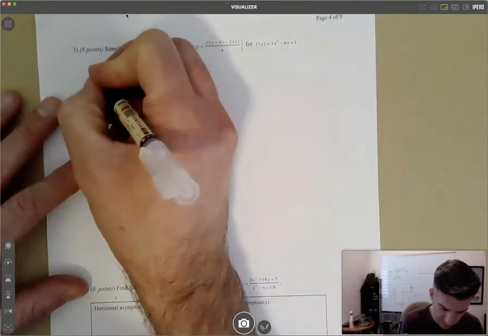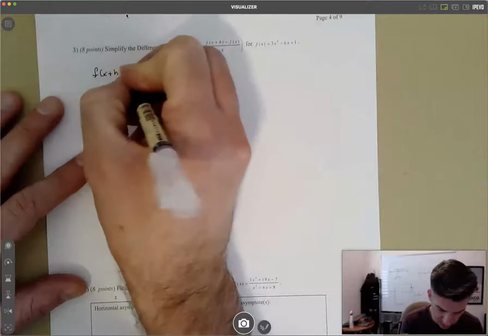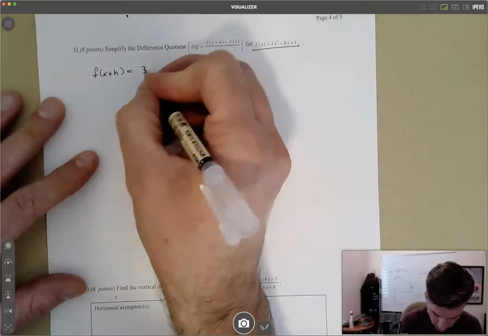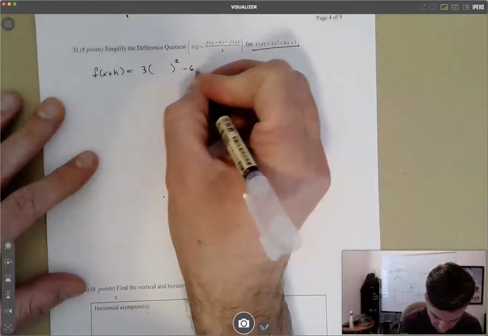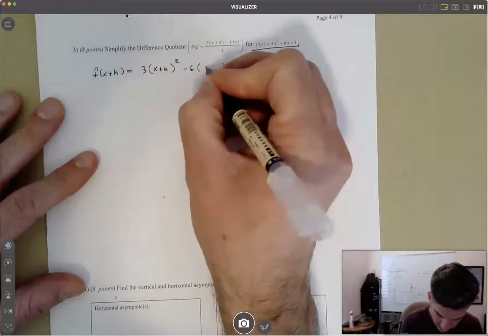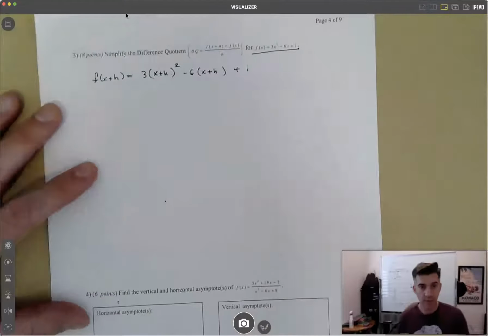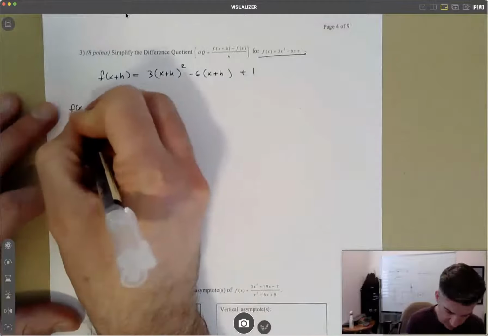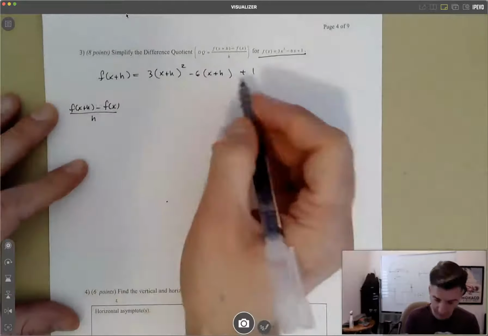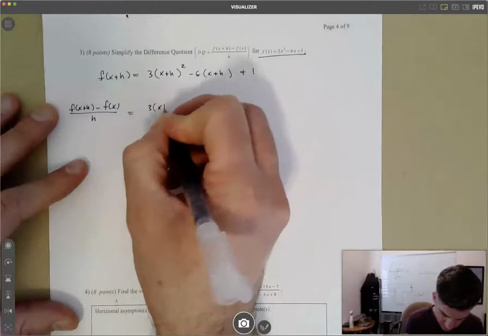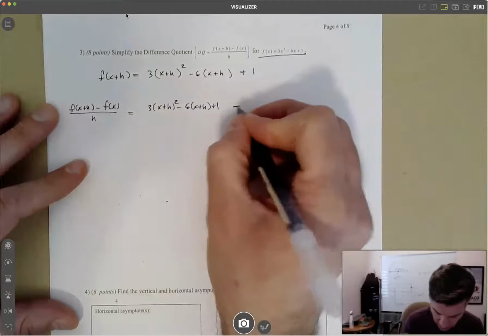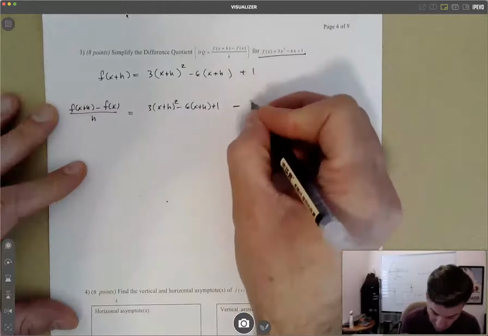So it might help us to first write out that f(x+h) is just, instead of 3x^2 - 6x + 1, it's 3(x+h)^2 - 6(x+h) + 1. So now we're going to find (f(x+h) - f(x))/h. It's going to be all of that minus f(x), which is all of that. And we do need parentheses here.